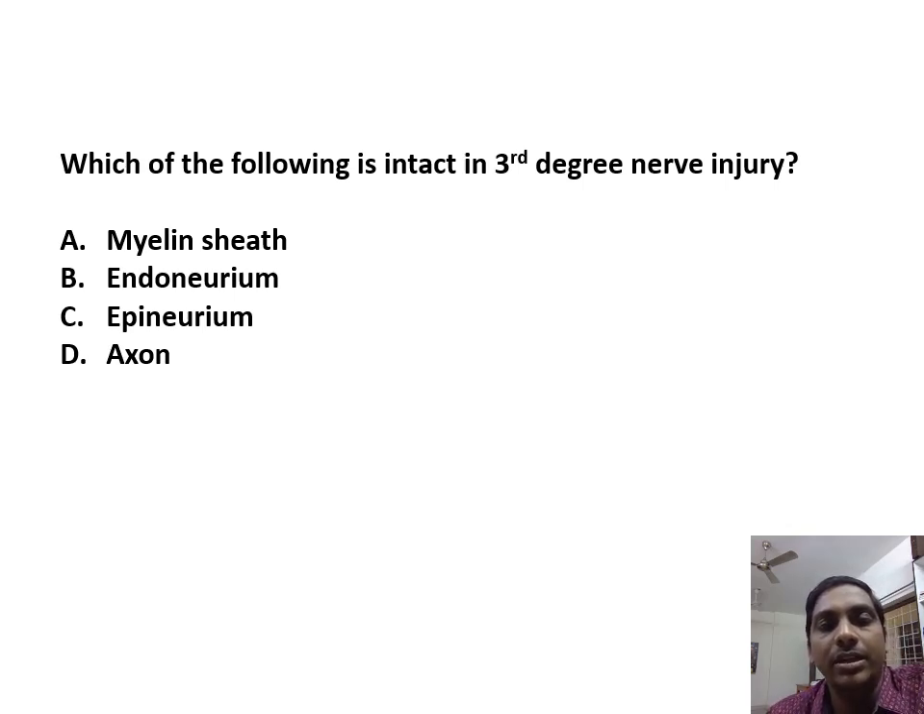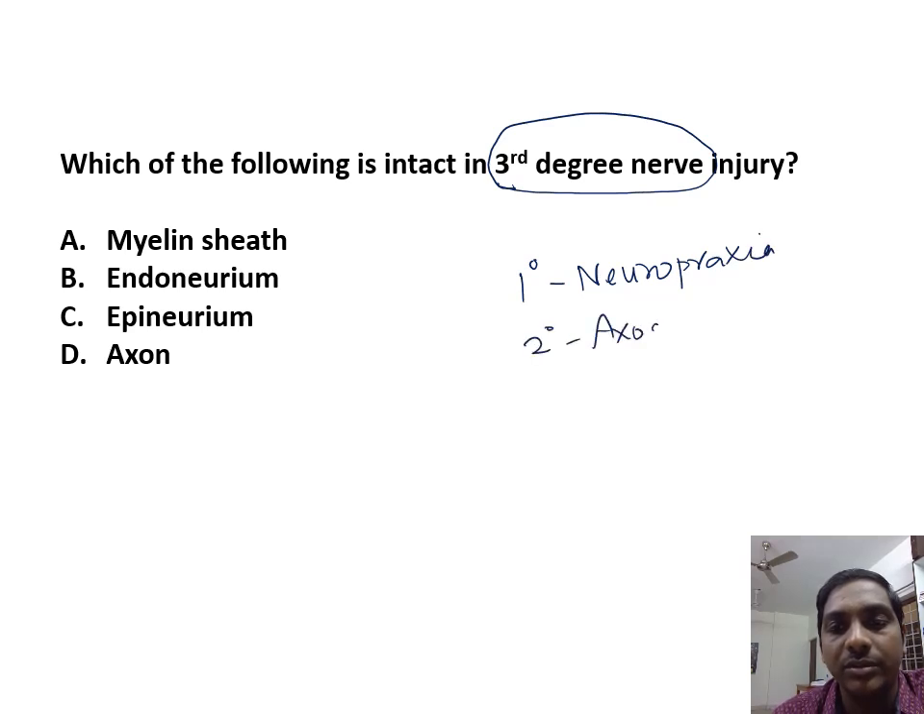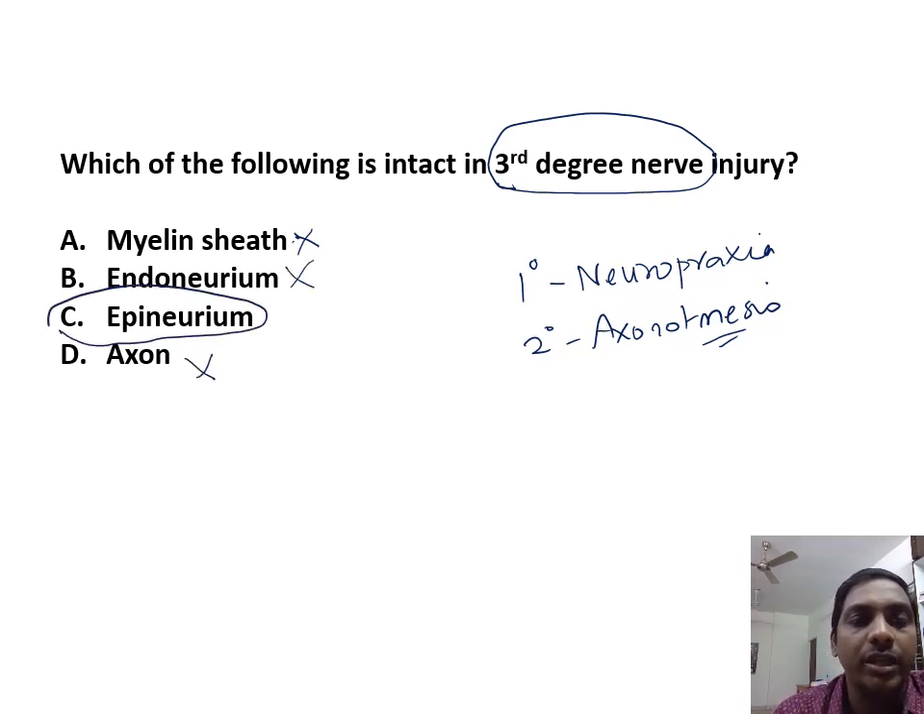Which of the following is intact in third degree nerve injury? First degree is neuropraxia, second degree is axonotmesis. In axonotmesis, what will happen? Only the axons are disrupted. Third degree is along with the axons, endoneurium also gets disrupted. So myelin sheath disrupted, endoneurium disrupted, axon is disrupted. Epineurium is the outermost covering. Epineurium will be disrupted only in neurotmesis, not in other nerve injuries.